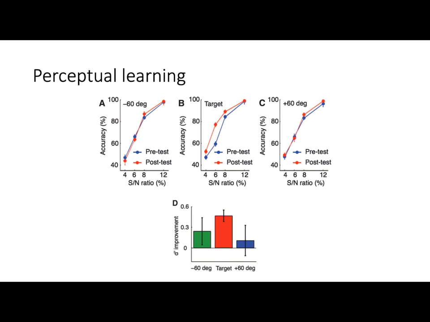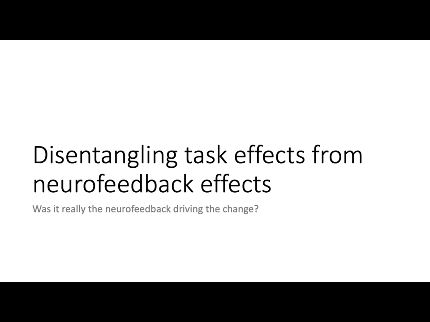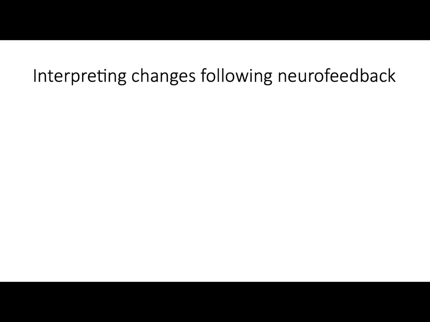Yeah? Good? Okay, so why is this so important? Why is this so special, apart from the fact that it's super cool? Because the problem we have with the kind of explicit or task-based neurofeedback is that it's really difficult to disentangle task effects from neurofeedback effects. So it's really hard to know if it was really neurofeedback that was driving the change. So this is a really strong example.